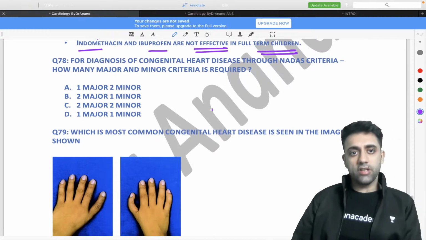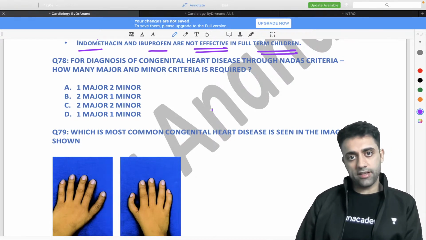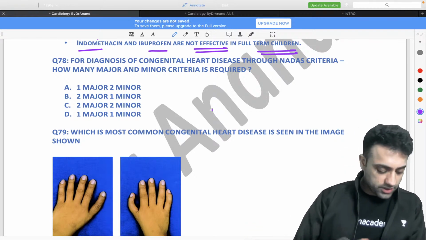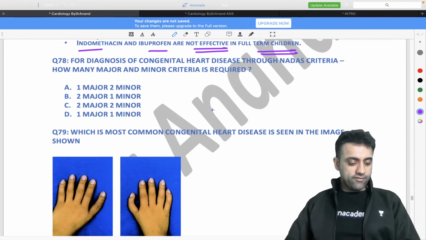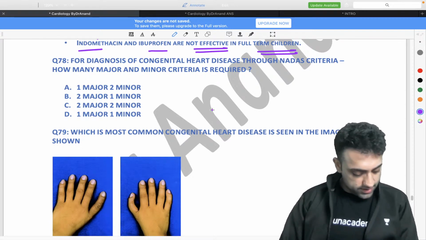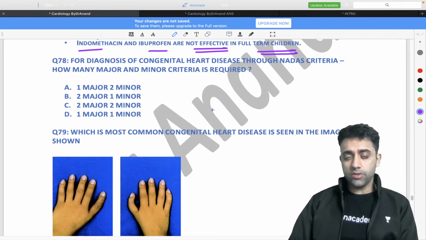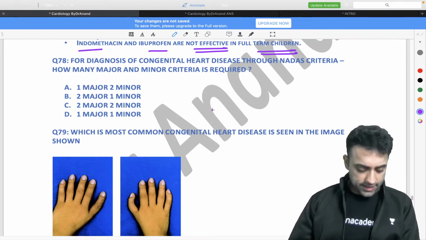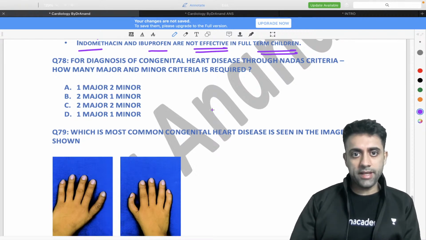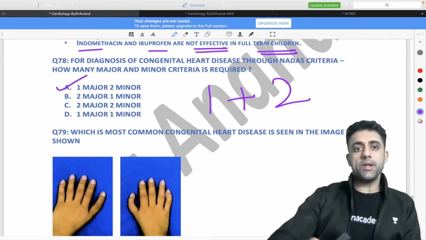Question 78. For diagnosis of congenital heart disease through NADA's criteria, how many major and minor criteria are required? Very easy question, tell me quickly. Four minutes left. I won't do up to 100 questions, whatever I get done by 5:30 I'll do only that. Question 78 again. Exactly, one major and two minor, 1+2. Remember, we just studied it in the evening. Very good.